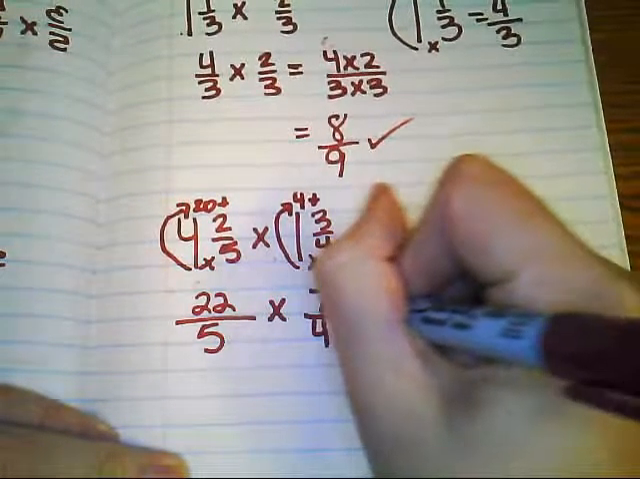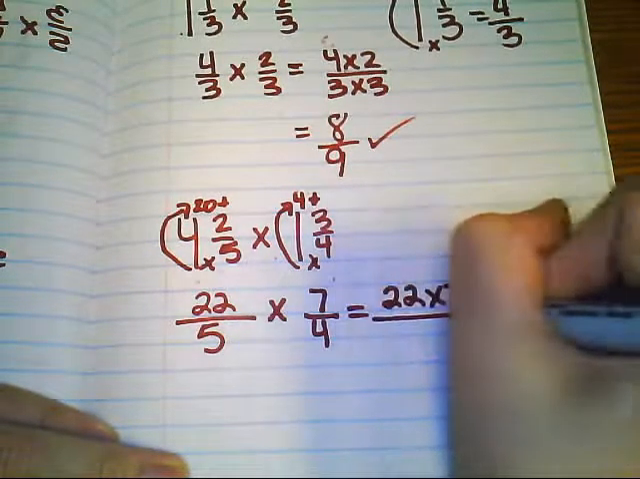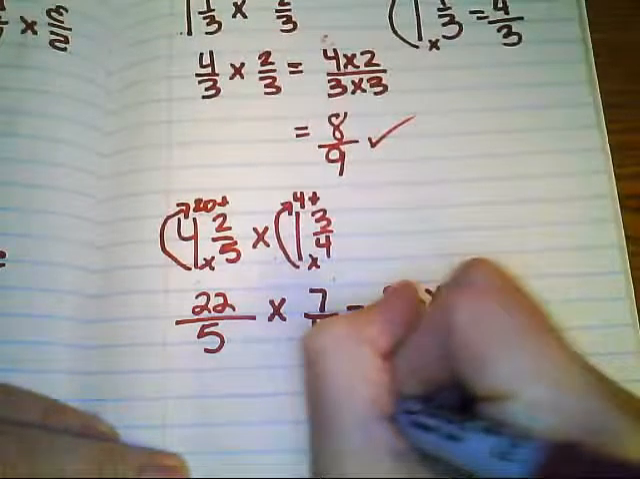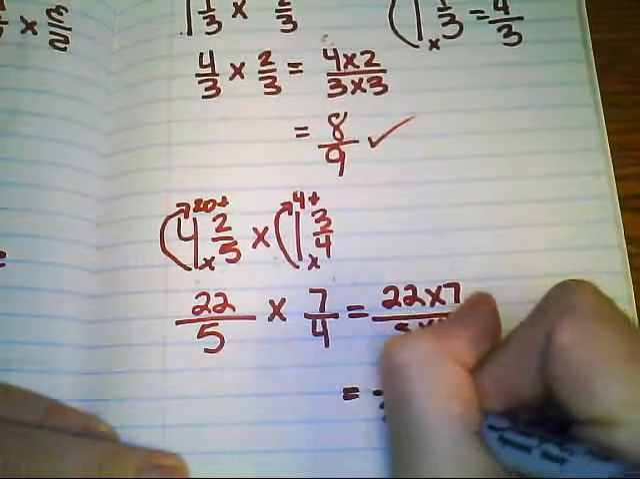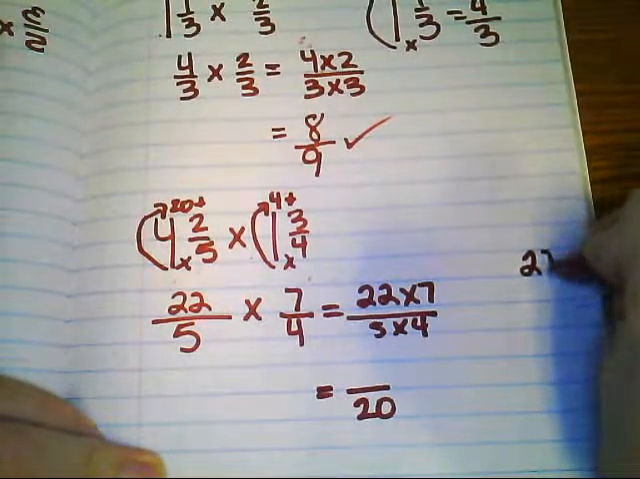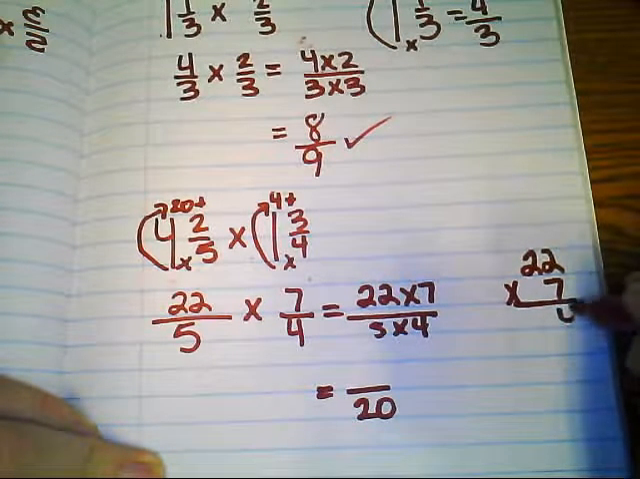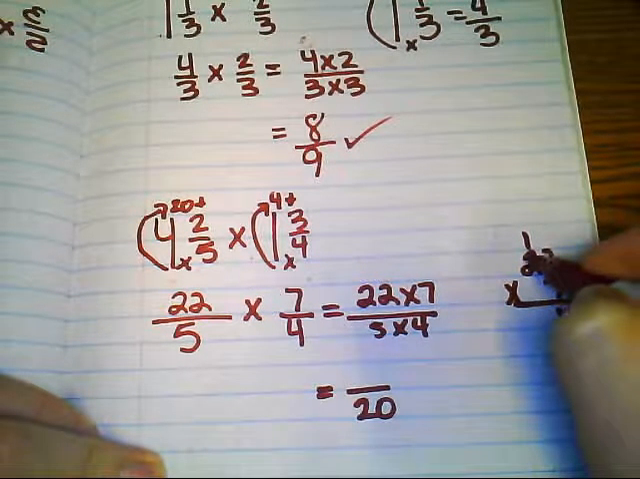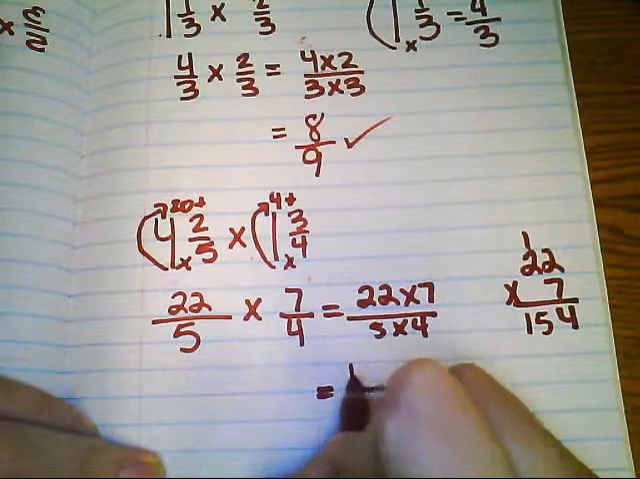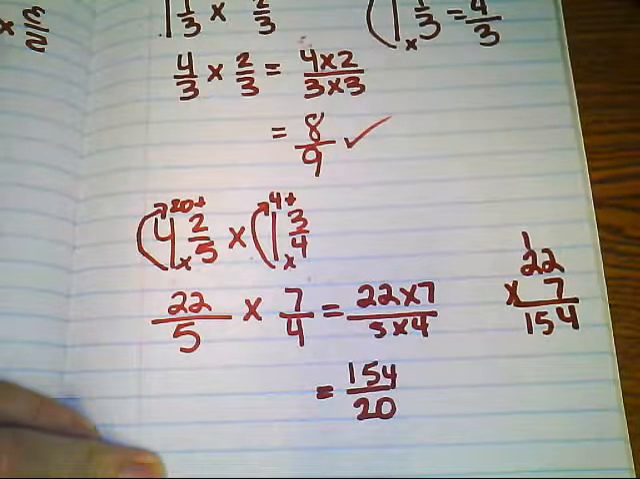Okay? So here, it's 22 times 7, and it's okay that it's a larger number, and 5 times 4. I'm going to go ahead and do 5 times 4. I know that's 20. And I am going to have to go over to the side and do some scratch work, which is totally acceptable. 22 times 7, 2 times 7 is 14, carry a 1, 2 times 7 is 14 plus 1, that's 15. So now you have 154 over 20.